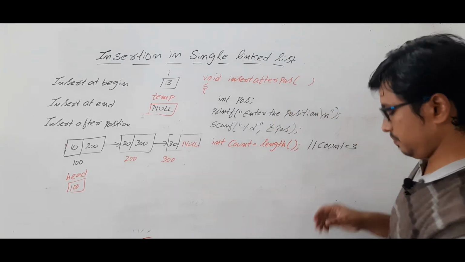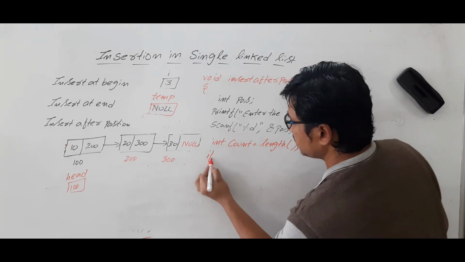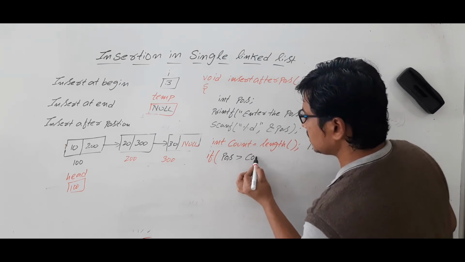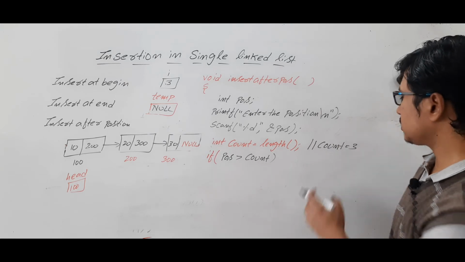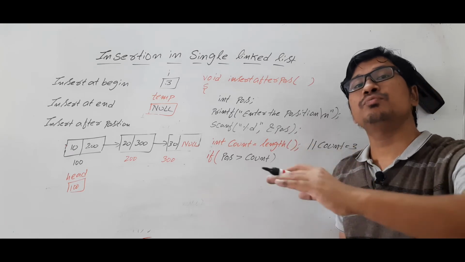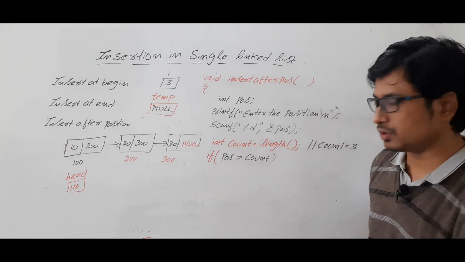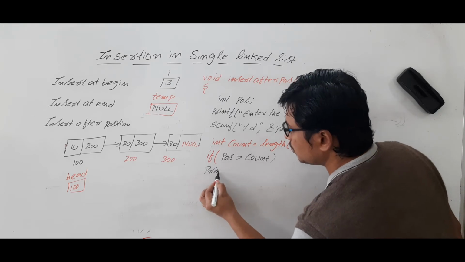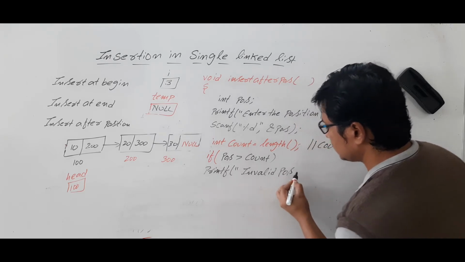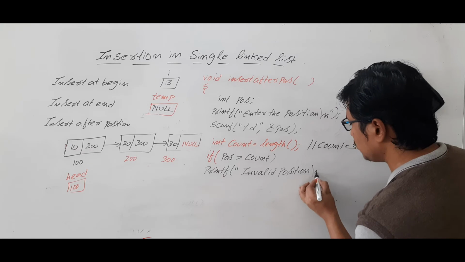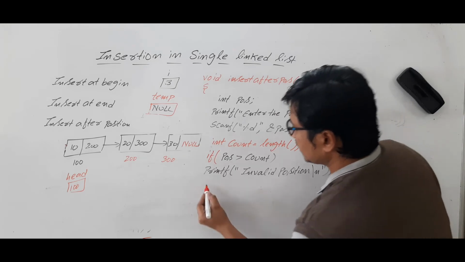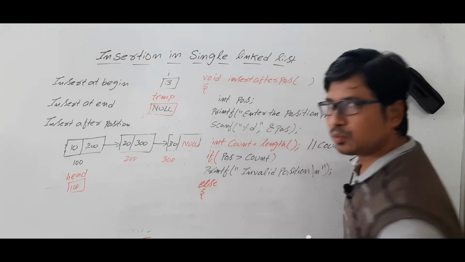So what I have to do, if whatever position the user has entered is greater than count. Suppose let's take that count value is 3 and user has asked to insert a node after the position 4, then position value will become 4. In that case, what you have to do is print invalid position. Is it clear? Something you have to display, so I am displaying it as invalid position. Please correct yourself. Okay.